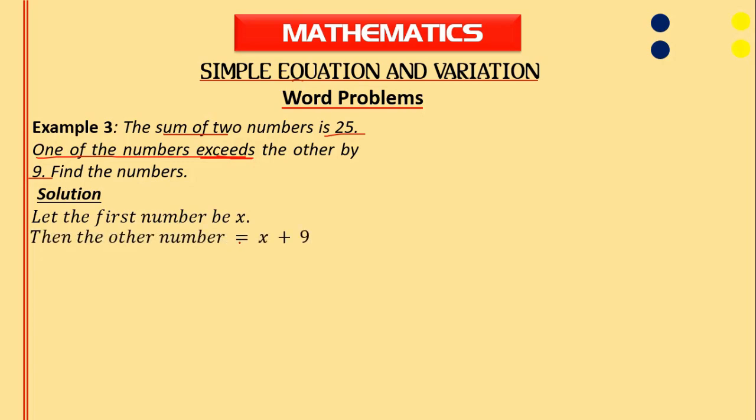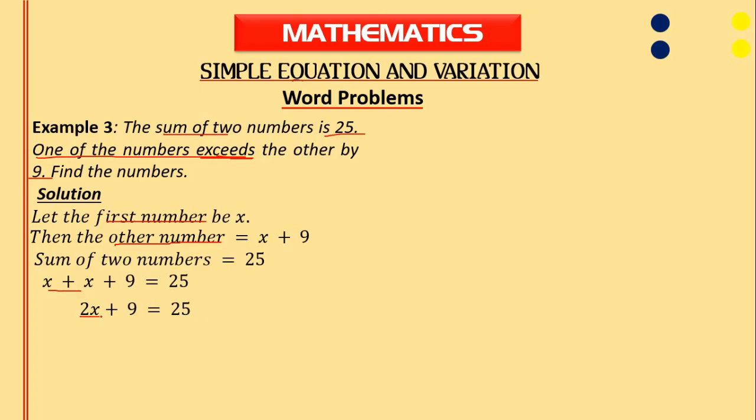And if that is the case, from the first statement, the sum of the two numbers is 25. So meaning that when you add the first number to the other number, the sum will give you 25. So which means x plus x plus 9 equals 25. If you simplify this further, x plus x will give you 2x. Okay, so from what you have there, if plus 9 comes to this side, you know that the sign will change. It becomes minus 9. So that means you have 2x equals 16.